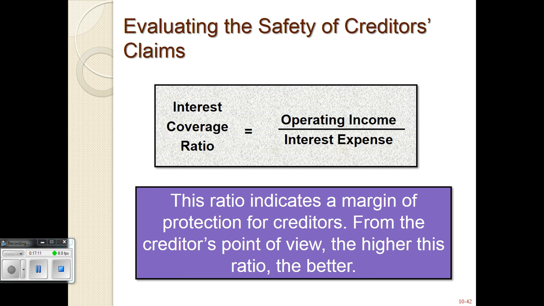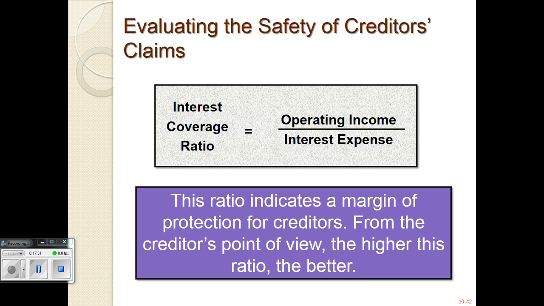One ratio we use is what we call the interest coverage ratio, and it's operating income divided by interest expense. It gives creditors, the people that have lent you money, an idea of how safe their investment is, okay?